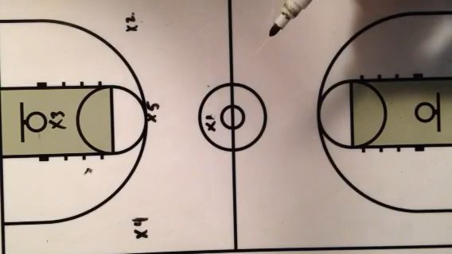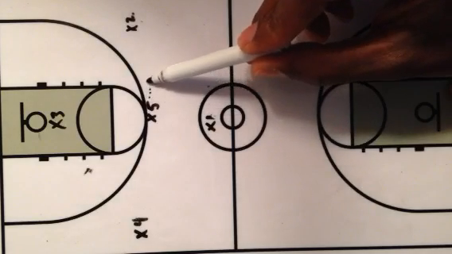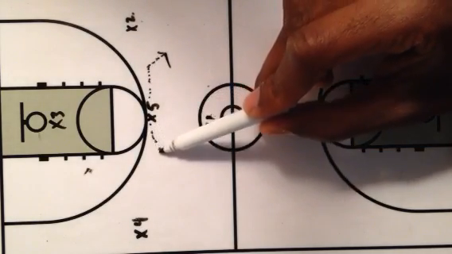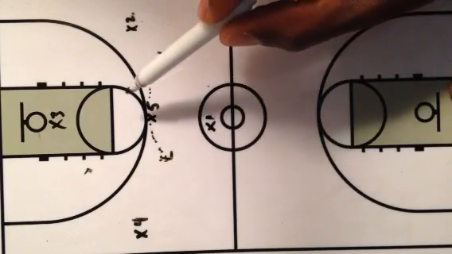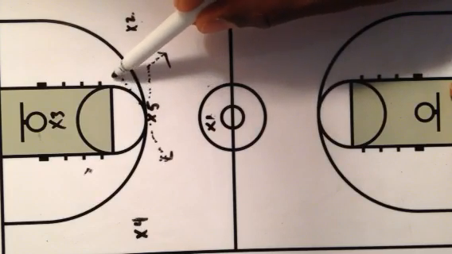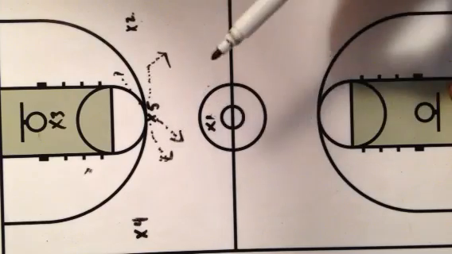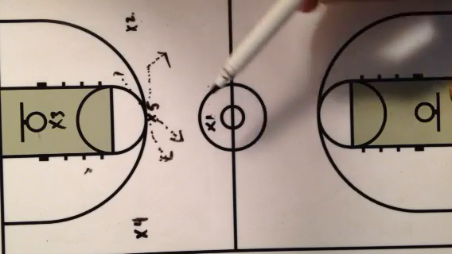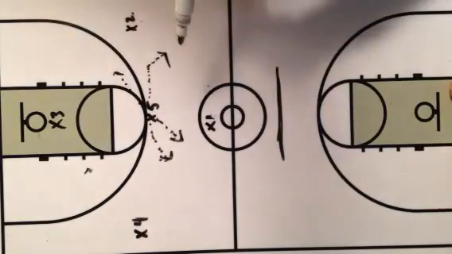Now X5, on this imaginary line right here, he protects this area and this area on this imaginary line here. So that's what 5 is going to protect, this imaginary line between the ball, which would be somewhere down here, and the basket. That's what he's going to protect.